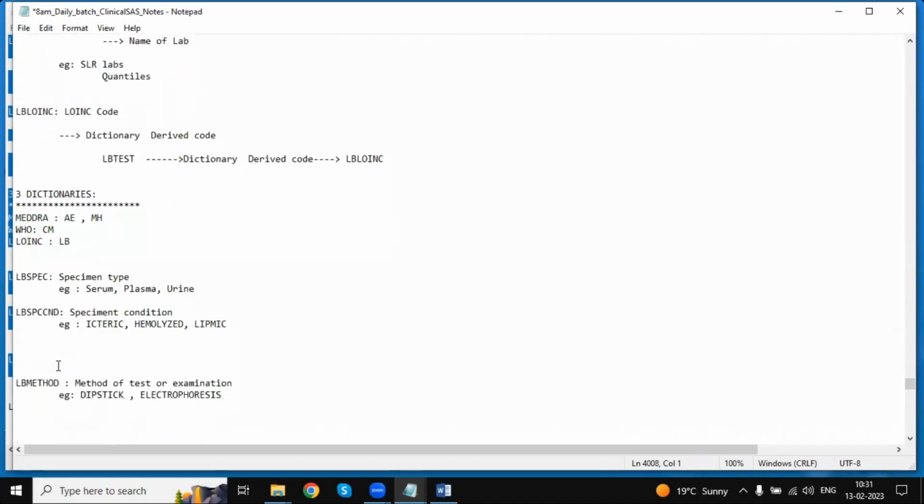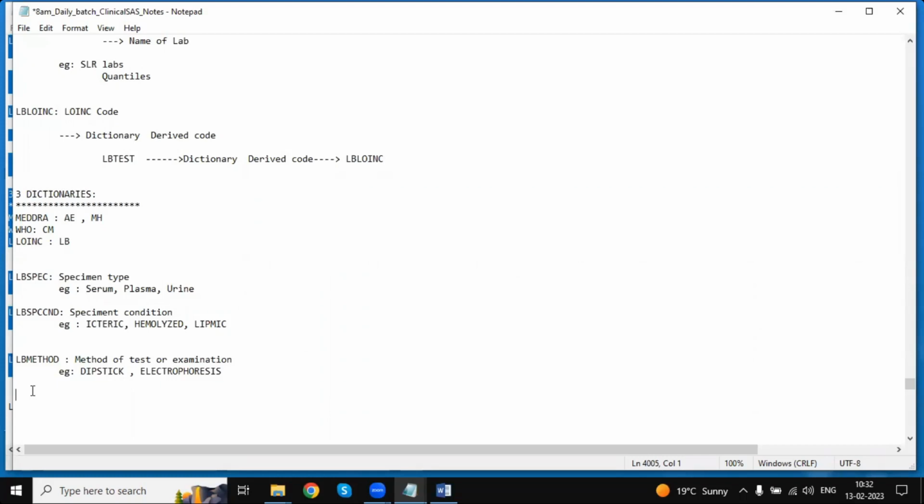Okay. Next, LB method of test. Which method did we use to perform the particular test? Dipstick method or electrophoresis method. The method name, if you have the details, we'll capture in the LBMETHOD variable. Okay, clear?